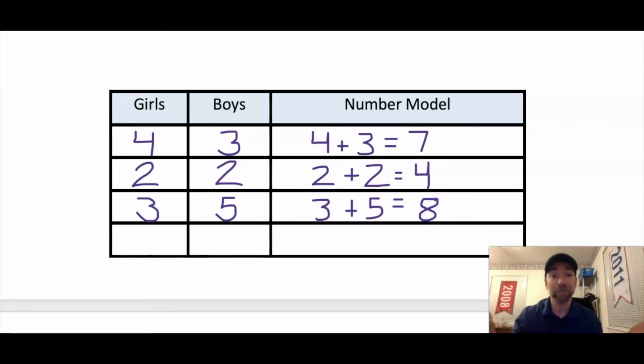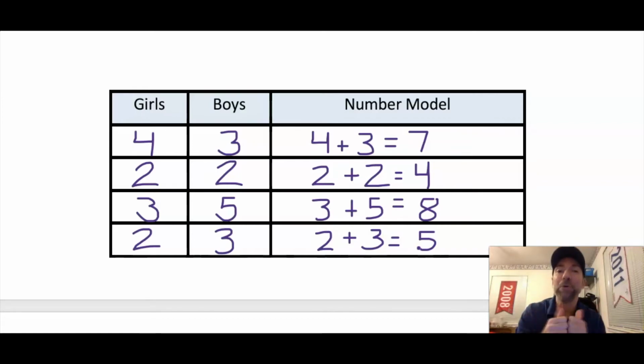Lots of different answers for this problem. What else could you have drawn? Oh, somebody said 2 girls and 3 boys. 2 plus 3 equals 5 children in all. Now you could have had a different answer also. As long as you did the number model correct, then you solved this problem. Awesome job. You can go ahead and close your journal.